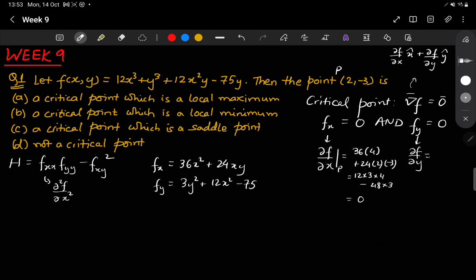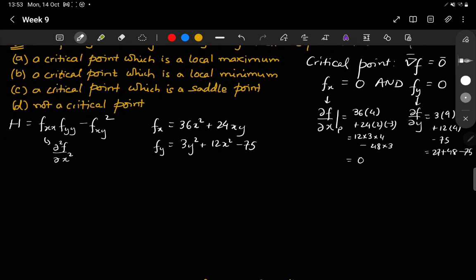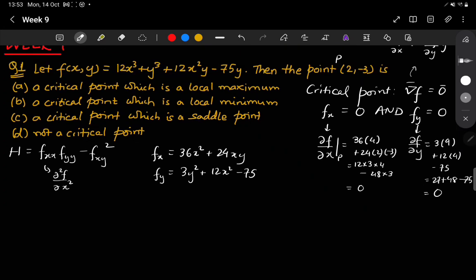And for fy, it is 3 times y squared, so 3 times 9, plus 12 times x squared, so 12 times 4, minus 75. If I bring out my calculator, this is 27 plus 48 minus 75, and this also turns out to be equal to 0. So yes, this point P is indeed a critical point, so option D is ruled out.